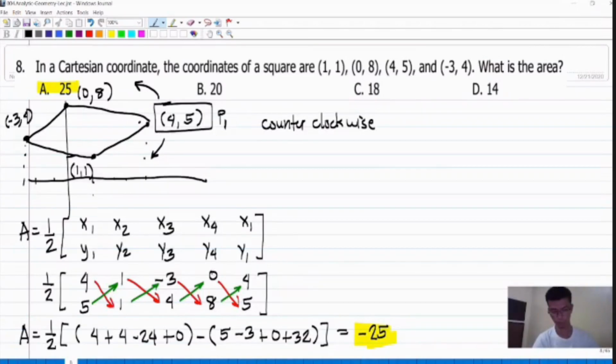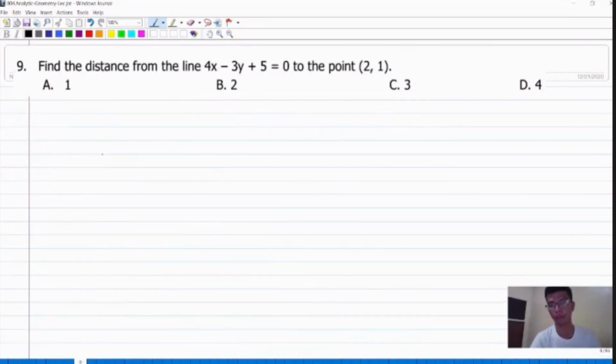Palapit sa B. Number 9. Find the distance from the line 4x minus 3y plus 5 is equal to 0 to the point (2, 1).